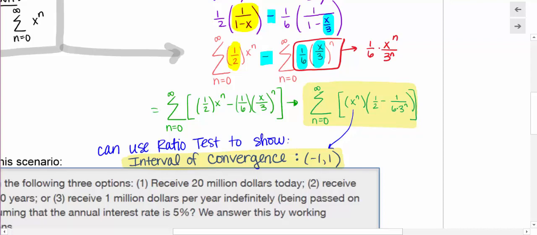And so I can separate that out, right? Because I can say this is x to the n over 6 times 3 to the n. And so when I factor out an x to the n from both series, I have a 1/2 left in the first series, and then this 1 over 6 times 3 to the n in the second series. And then again, I can use the ratio test if I wanted to show what my interval of convergence will be, and it is still going to be negative 1 to 1.